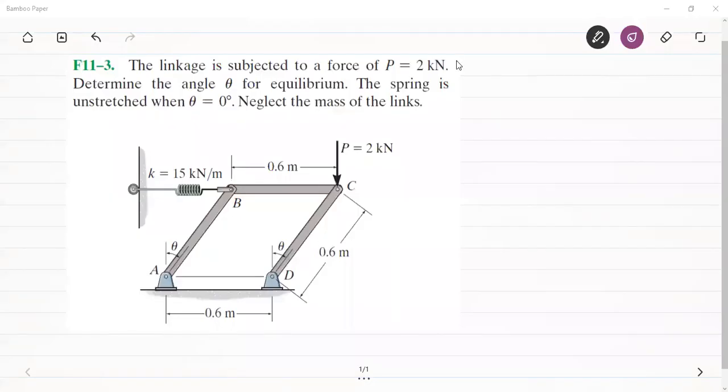The linkage is subjected to a force of 2 kilonewton. You can see here there is a force of 2 kilonewton at the point C. Determine the angle theta for equilibrium. The spring is unstretched when theta is equal to 0.